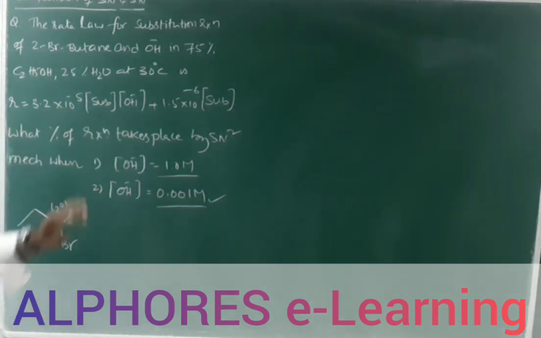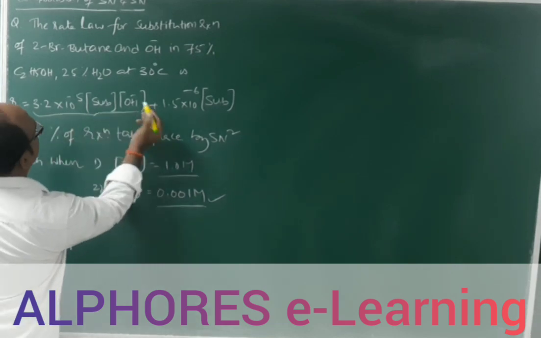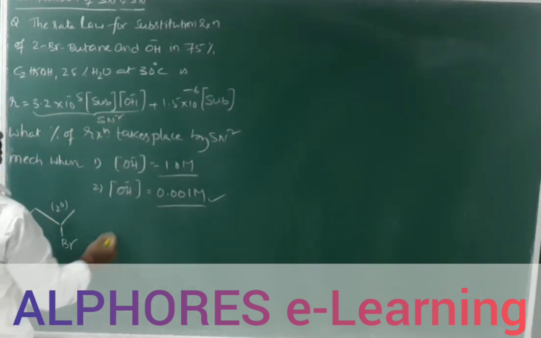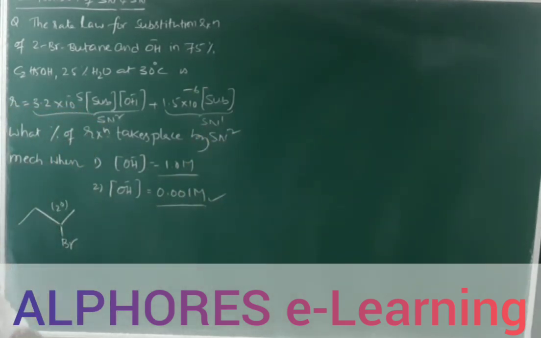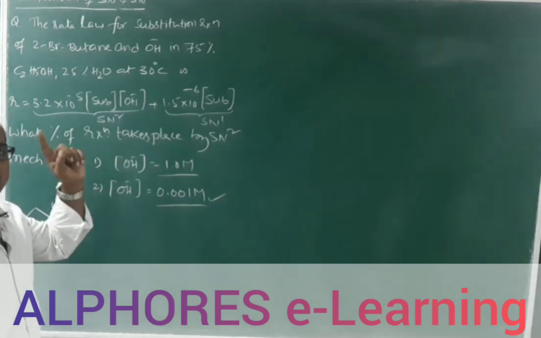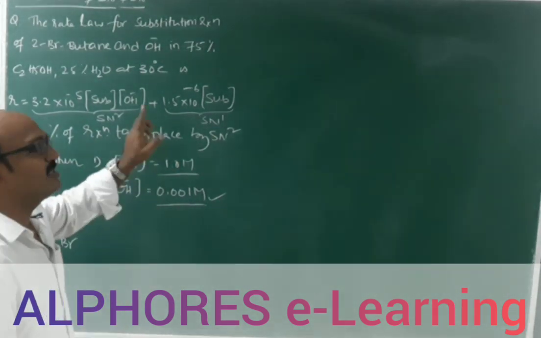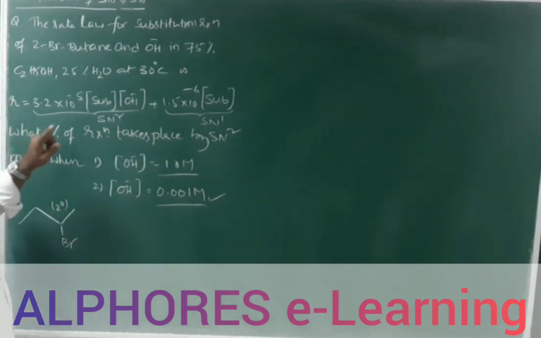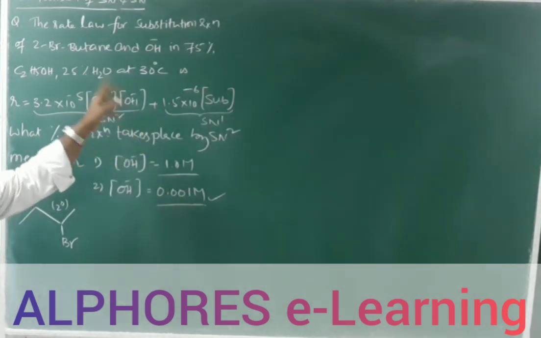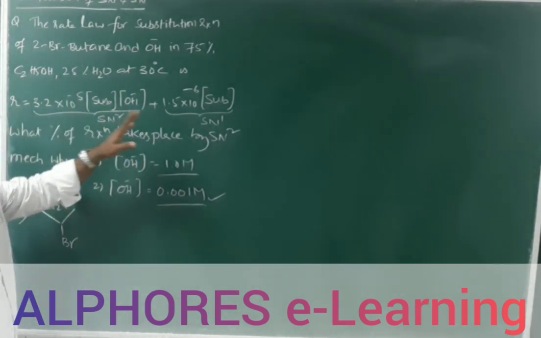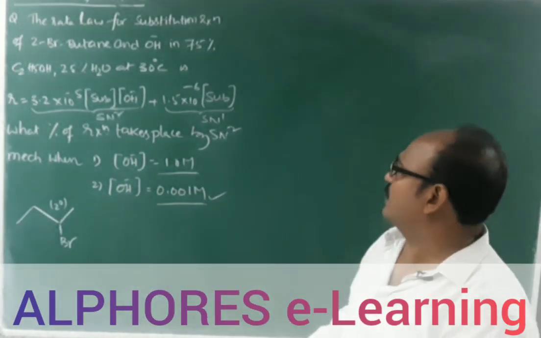Now SN1, SN2: from this rate law it is very clear, this part represents the SN2 mechanism and this part represents the SN1 mechanism. Because in the SN1 mechanism, the first step is the rate determining step, formation of the carbocation, which depends only on the substrate, whereas the SN2 mechanism depends upon both substrate and nucleophile. So this part represents SN2 and this part represents SN1. If you understand that, then we can solve this question very easily.